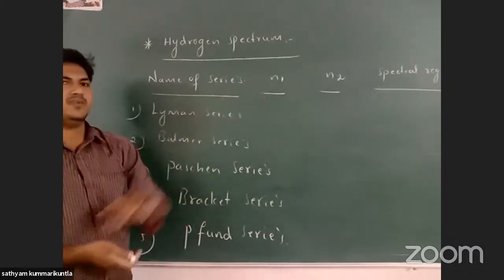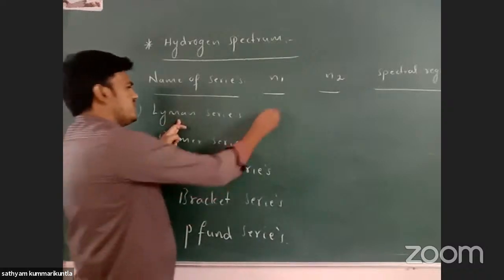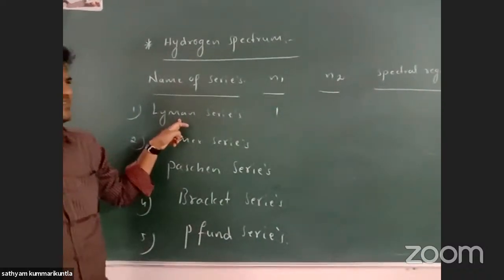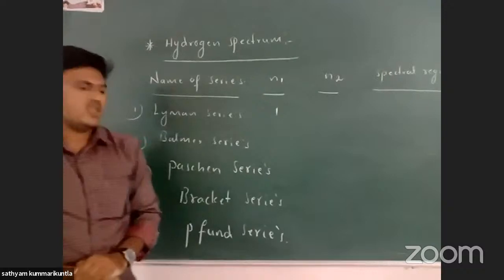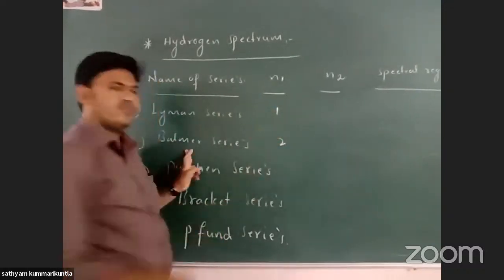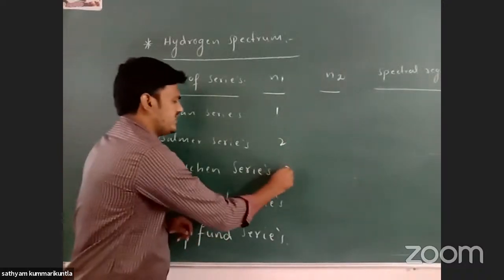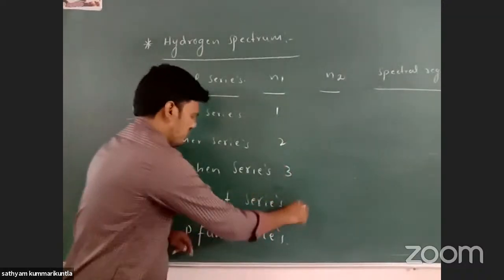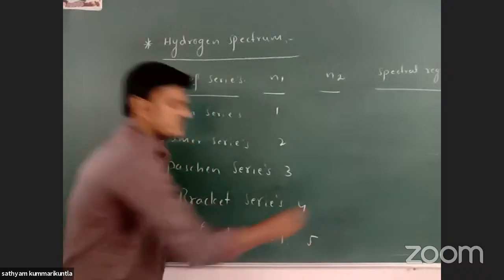Okay. So name of series: Lyman, Balmer, Paschen, Brackett, Pfund series. Next, N1 value. N1 is the value that produces the spectral line. So in Lyman series, N1 is equal to 1. Next, Balmer series, N1 is equal to 2. Next Paschen series, 3. Brackett series, 4. And Pfund series, 5.